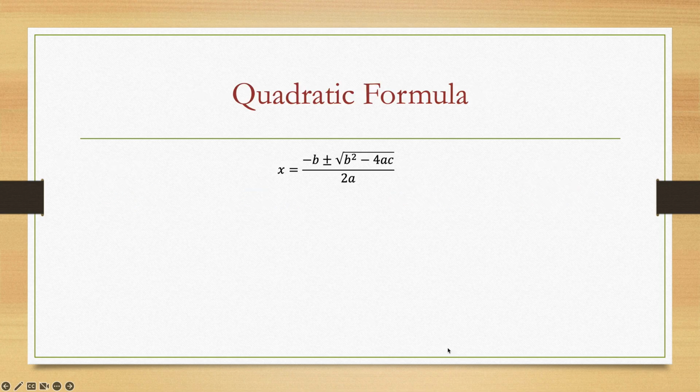Now a little review of the quadratic formula. Here are 2 questions to try. Try the one on the left, then we'll try the one on the right.